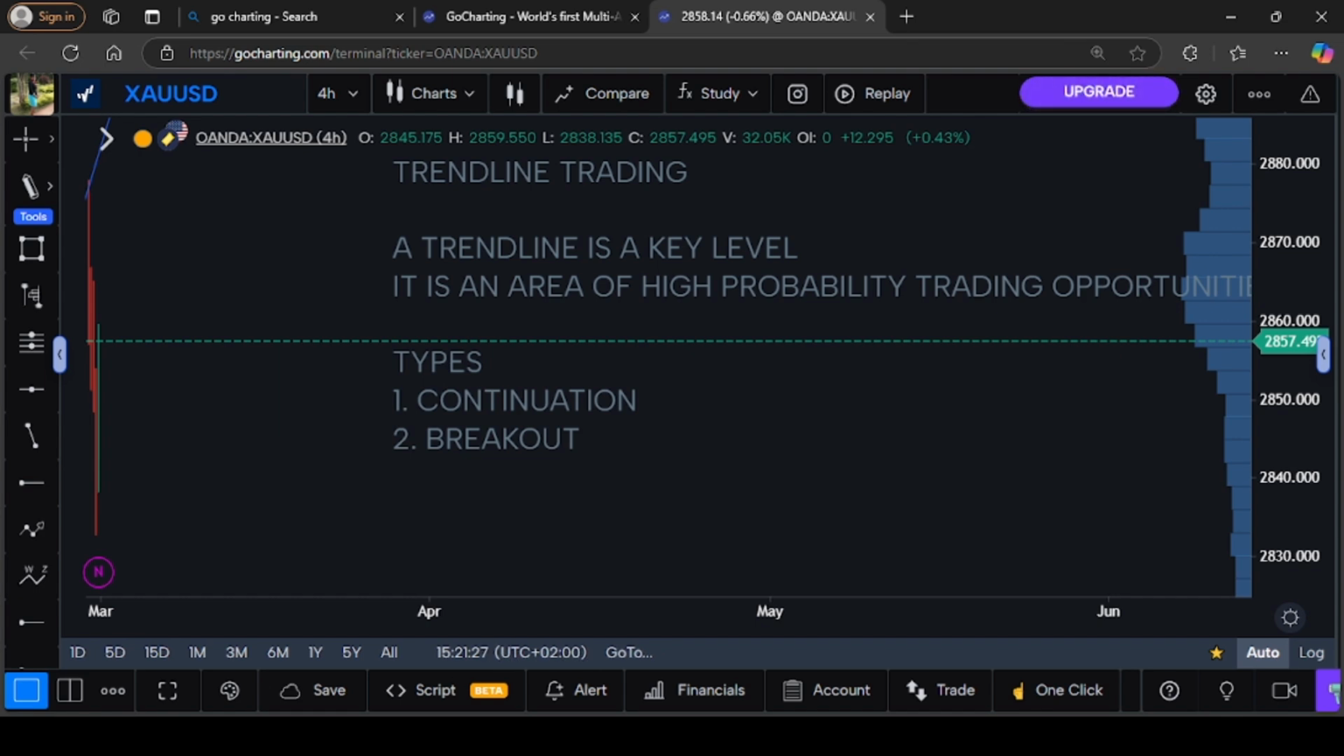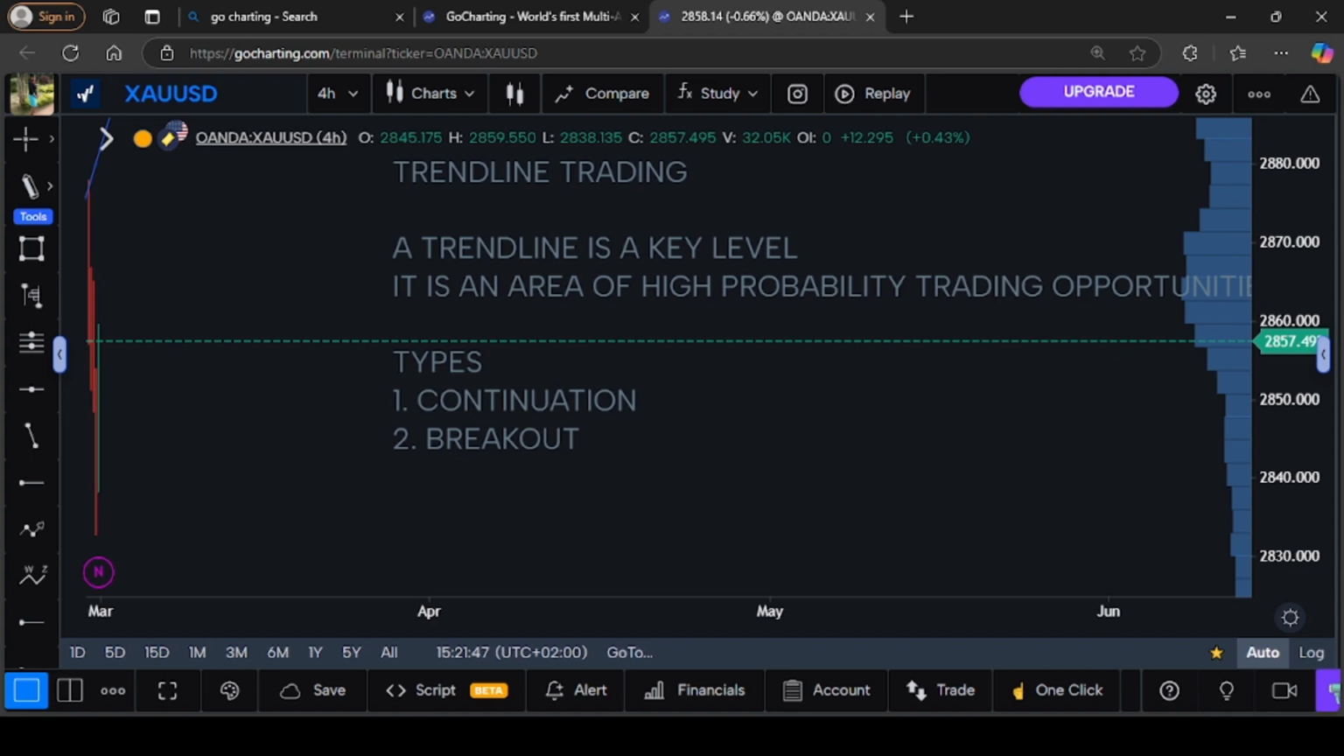So there are two types of trend line. We have the continuation trend line and the breakout trend line. With the continuation trend line, after drawing our straight line or the trend line, the price will come and touch the trend line, then it bounces back. It comes back to touch your trend line, it bounces back. That's the continuation trend line.